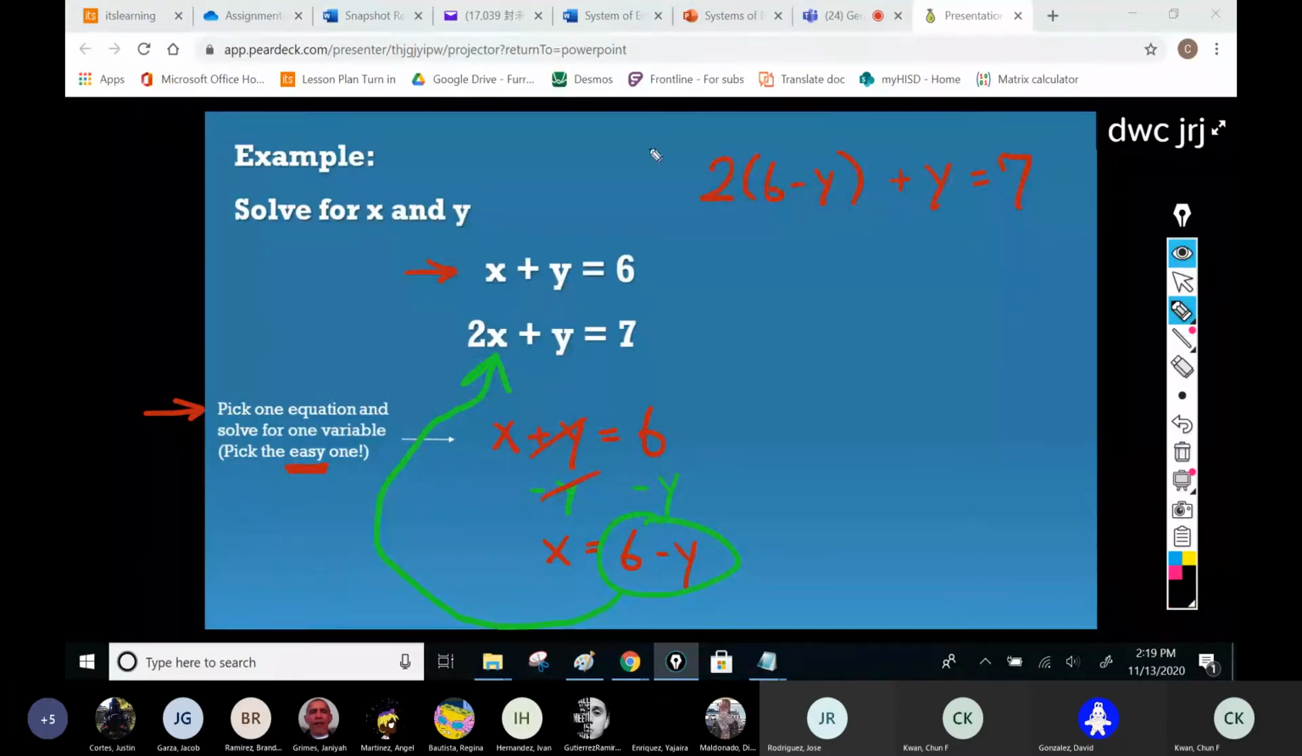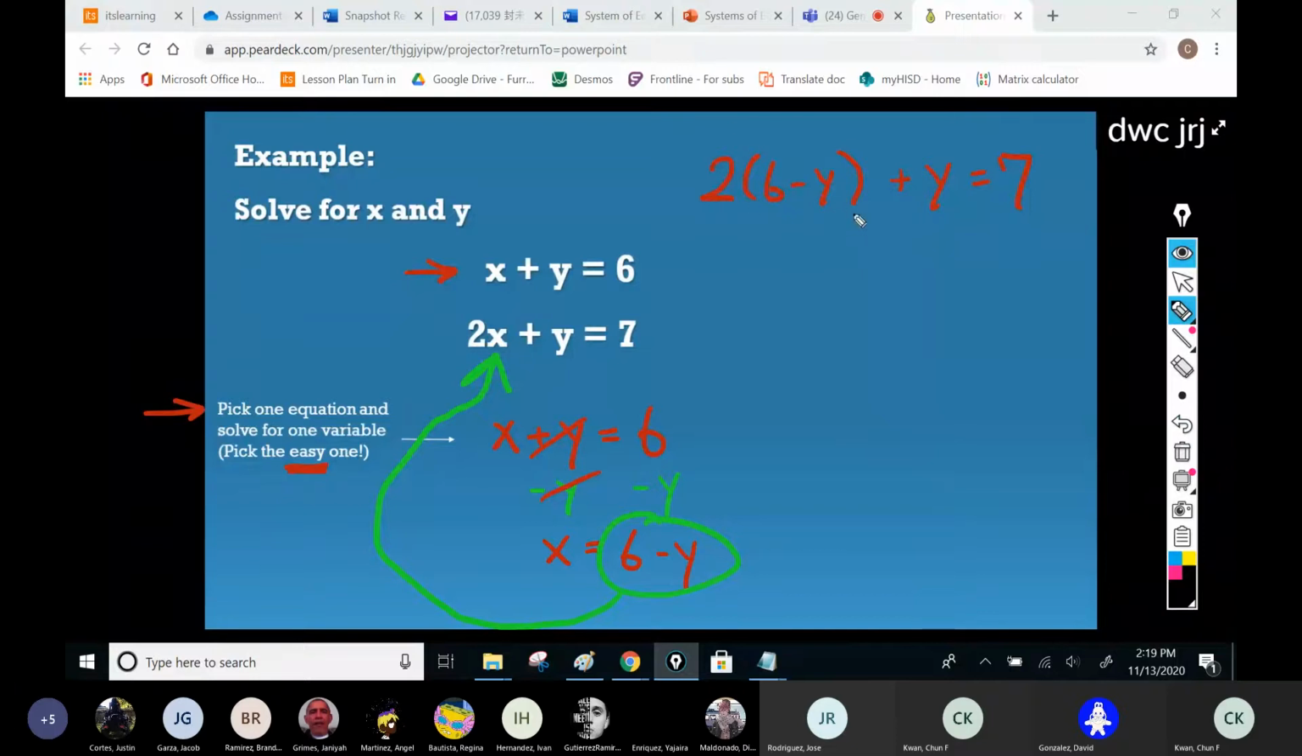All right, now if you look at this equation, we no longer have 2 variables. We have only y's, and that will make it a lot easier. So we no longer have 2 variables. We only have 1 variable.